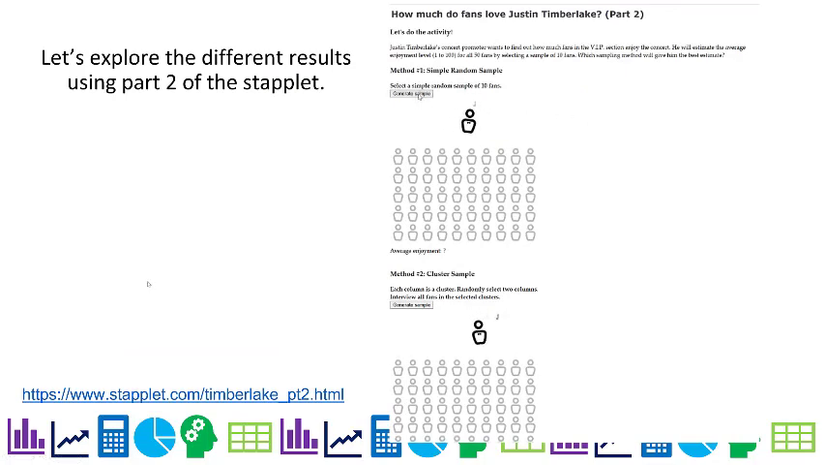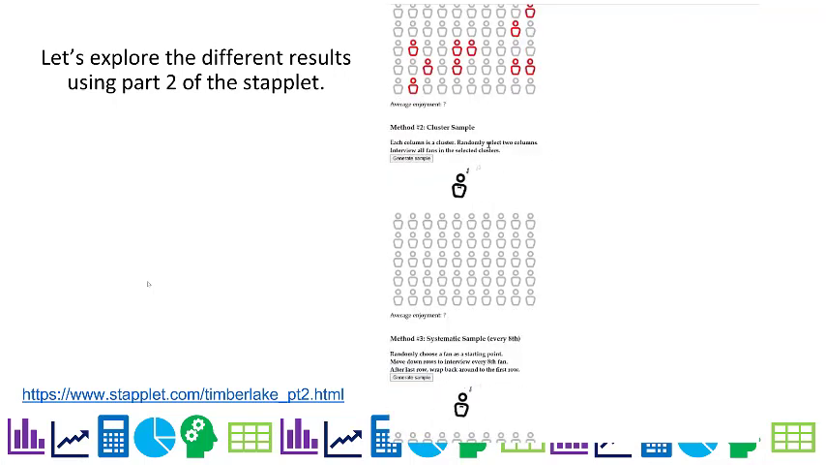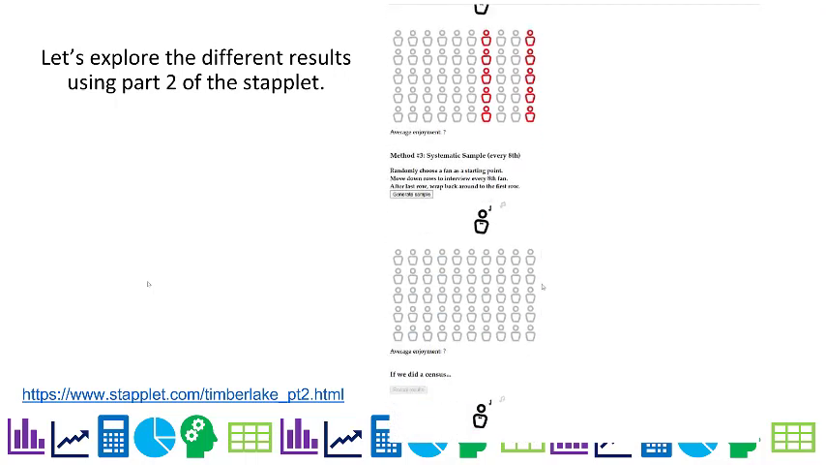So you've already seen simple random sample, right? And we're going to keep it here for comparison. And then we're going to do cluster sample. Remember that we're randomly selecting 2 columns. And in this case, you see there the 2 columns we picked, all right? Systematic is every 8th person, like I showed you before.